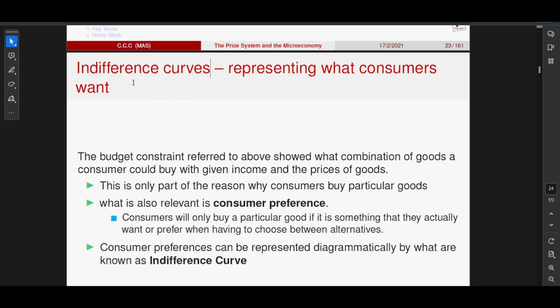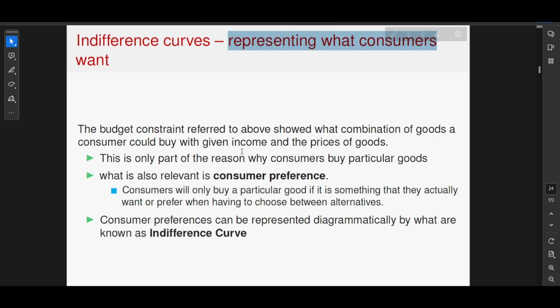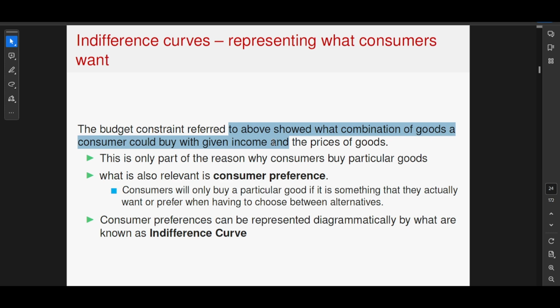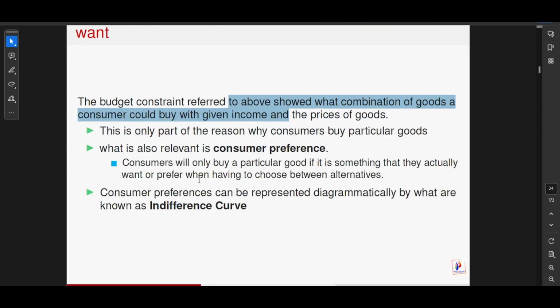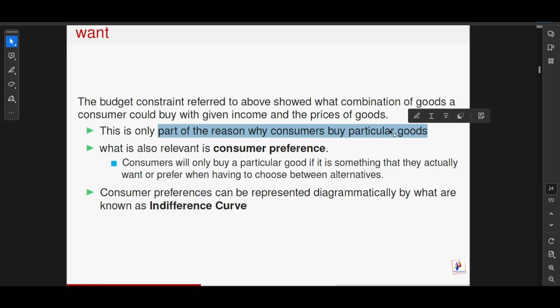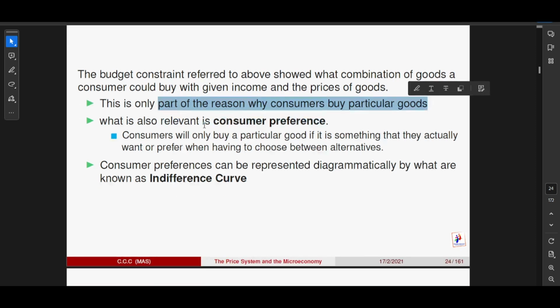So we can basically put this on a graph, and this is what we call an indifference curve. It represents what the consumer wants. The budget constraint above shows a combination of goods a consumer could buy with a given income and given the prices of the goods.